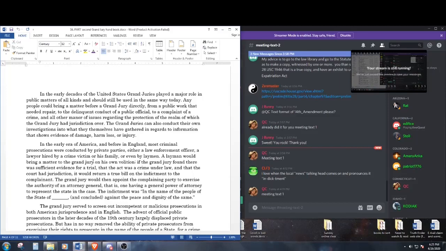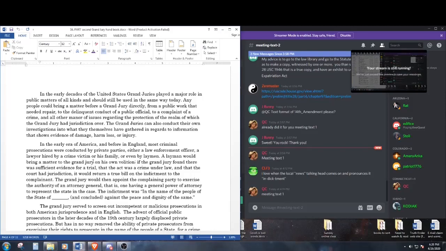The indictment was in the name of the people of the state of whatever, Iowa, and concluded, against the peace and dignity of the same. That's how you write out a proper indictment. So it's in the name of the people. It's not the State of Iowa versus whoever. It's in the name of the people. That's who has to bring the indictment.